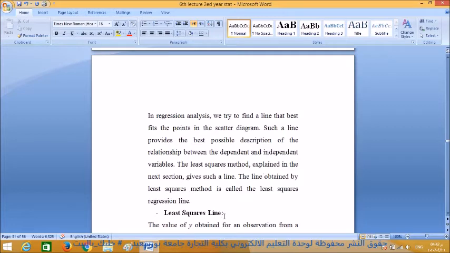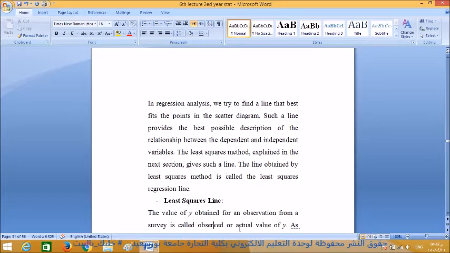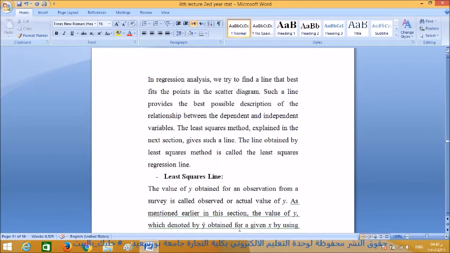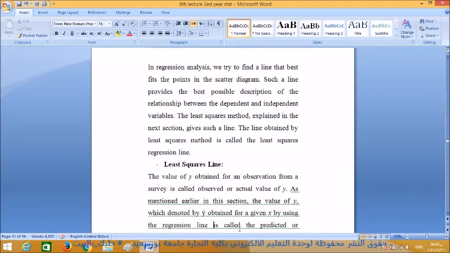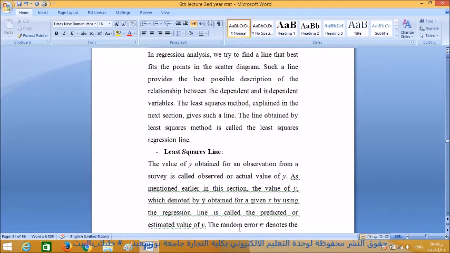Least square line. The value of y obtained for an observation from a survey is called the observed or actual value of y. As mentioned earlier in this section, the value of y, denoted by y hat, obtained for a given x by using the regression line, is called the predicted or estimated value of y.